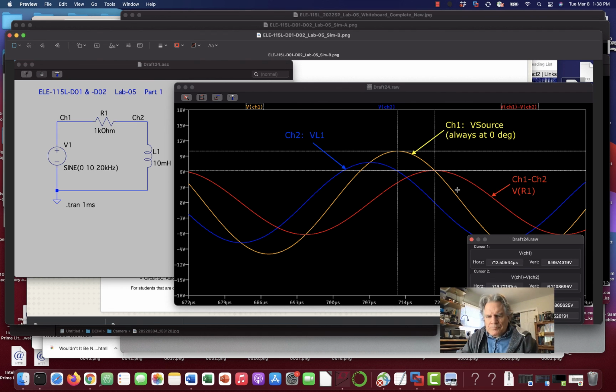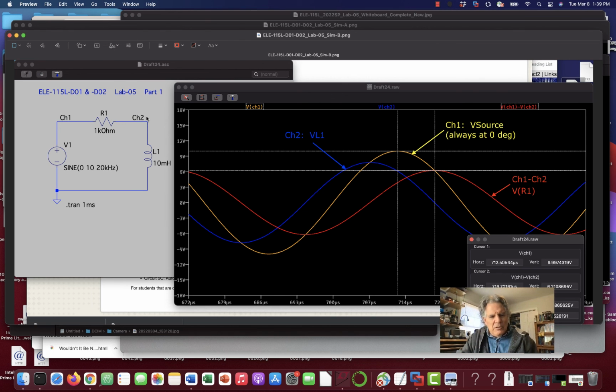Okay, so just like on your scope, the red was channel 1 minus channel 2, and I've used the cursors again to figure out where this phase would be. Here's the source voltage at 0 degrees, and then I go over here to the peak of the channel 1 minus channel 2, which is essentially the voltage across R1.